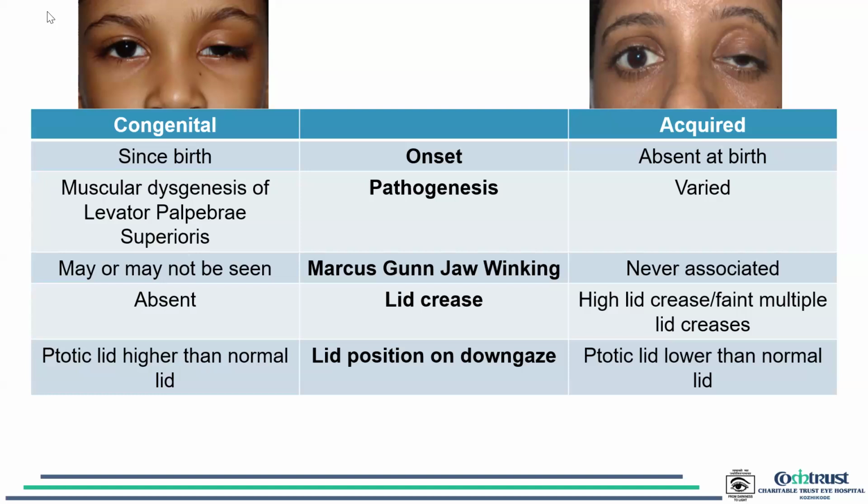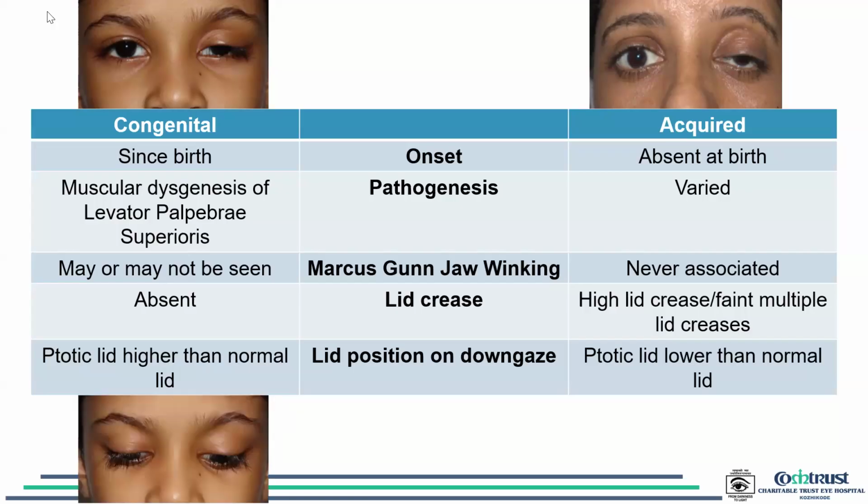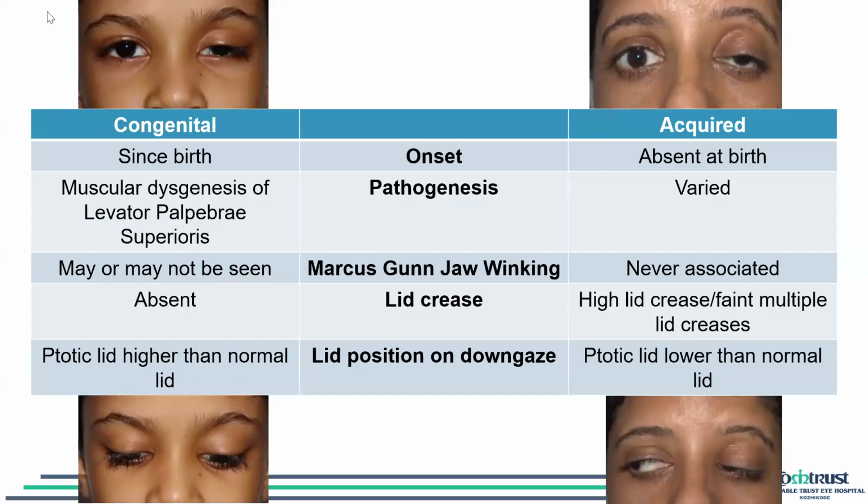So, because of the pathogenesis of congenital ptosis in the muscle, while looking down, you can see that in the affected eye, the lid is at a higher position compared to the normal. Whereas we looked at the various causes of an acquired ptosis, and this is never associated with Marcus-Gunn jaw winking, but there are other synkinesis that might be present. And you can see multiple faint lid creases or a high lid crease, showing that the LPS muscle has receded posteriorly. And on down gaze, you can see that the affected lid is lower than the normal lid.